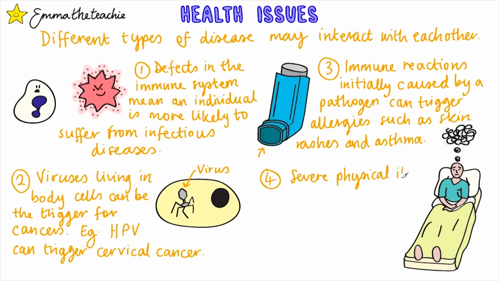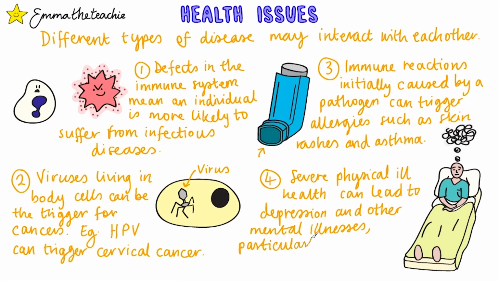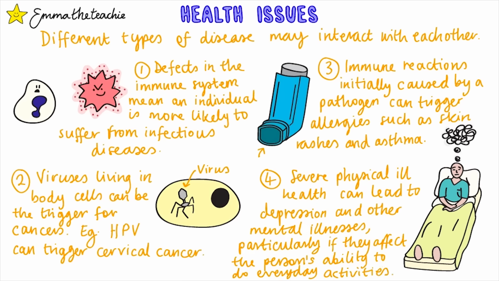Severe physical ill health can lead to depression and other mental illnesses, particularly if they affect the person's ability to do everyday activities. For example, if somebody is bedridden.